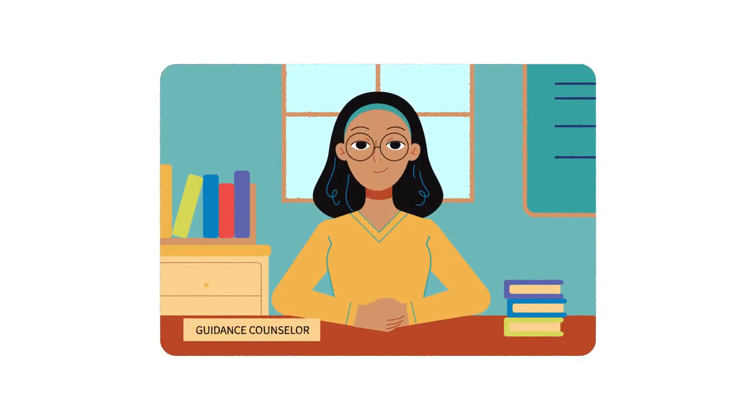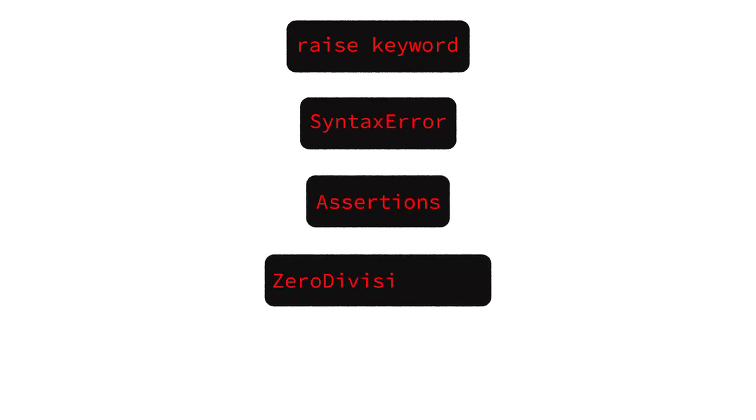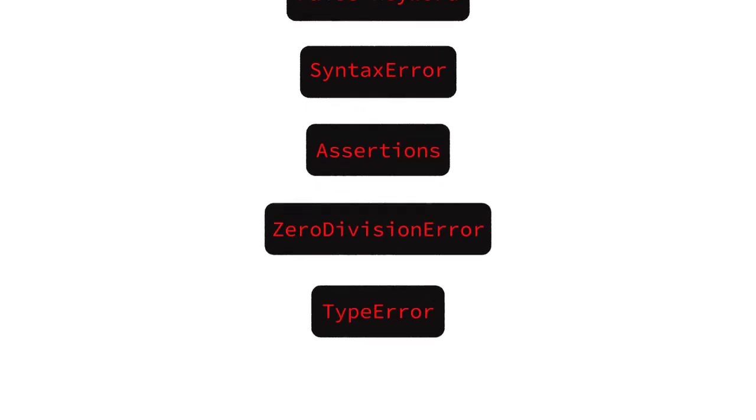Think of exceptions as a guidance counselor. It listens intently to each line that you write and then helps you understand what the problem is. They can also help you retrace the roots of your issues. Python has a lot of different built-in exceptions that describe all sorts of problems.